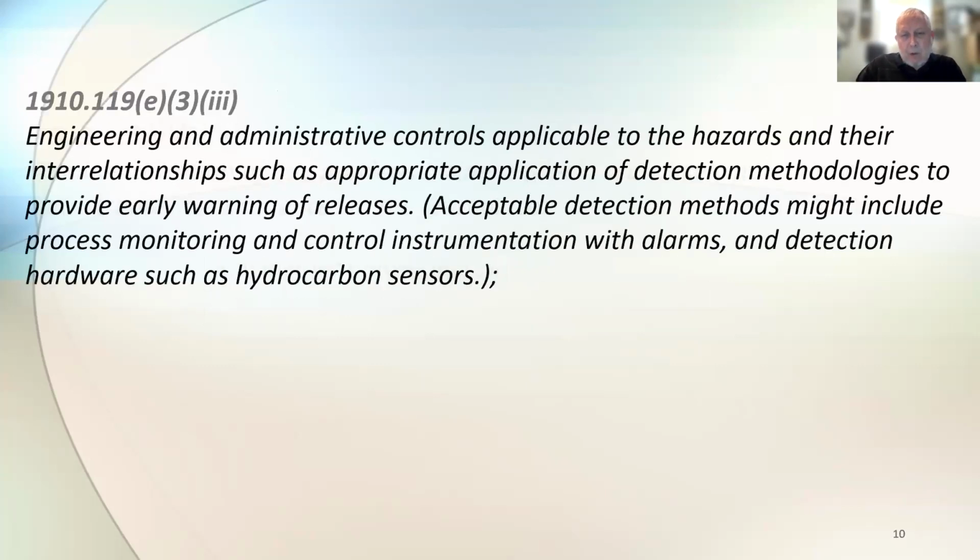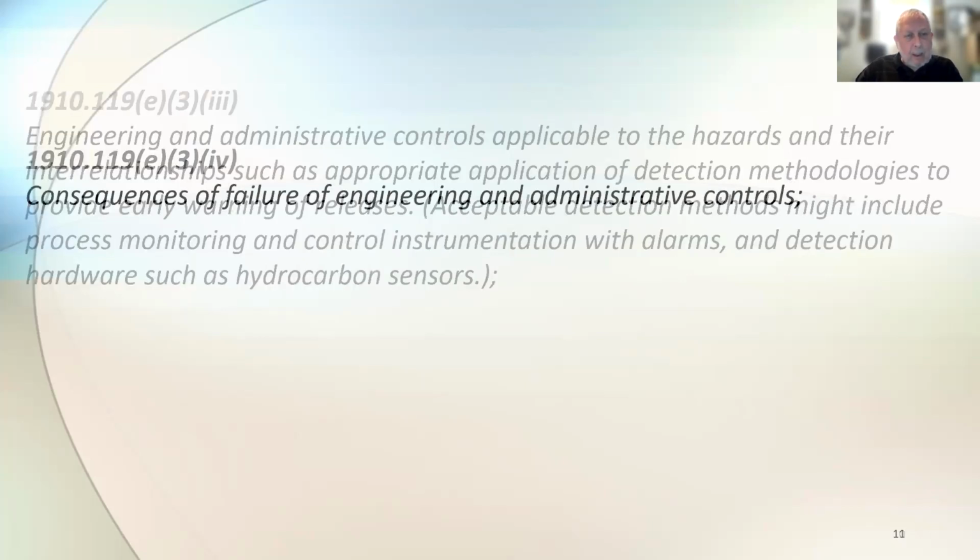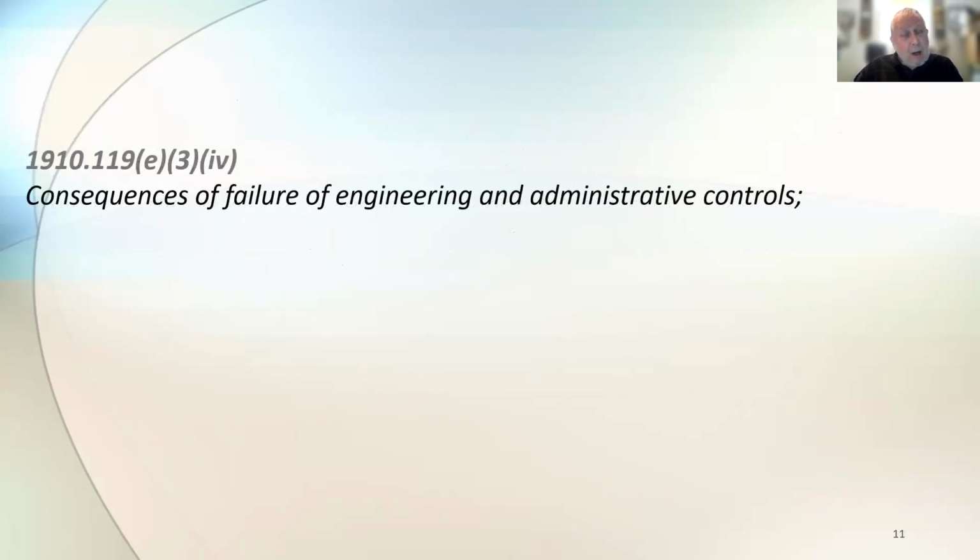Engineering and administrative controls applicable to the hazards and their interrelationships, such as appropriate application of detection methodologies to provide early warnings of releases. Acceptable detection methods might include process monitoring and control instrumentation with alarms and detection hardware, such as hydrocarbon sensors. There we go, engineering administrative controls. Consequences of failure of engineering and administrative controls. Let's face it, everything can fail.